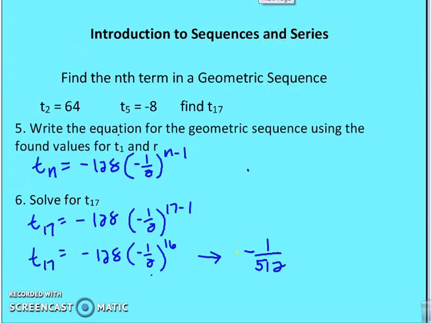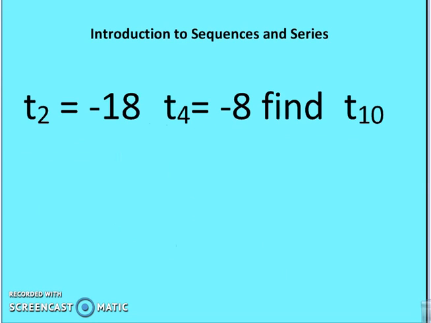All right, so I'm going to give you a problem to do. That will be the end, actually just one problem. Let's see if you can find t sub 10 when t sub 2 is equal to negative 18 and t sub 4 is equal to negative 8. I'm going to pause here while you do those calculations.